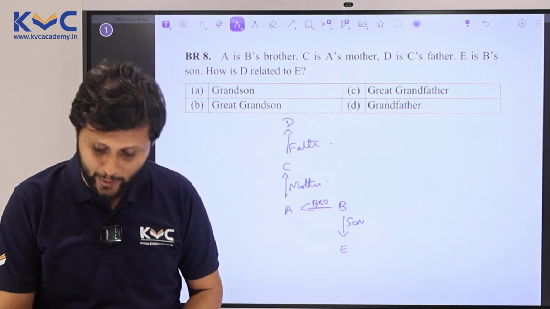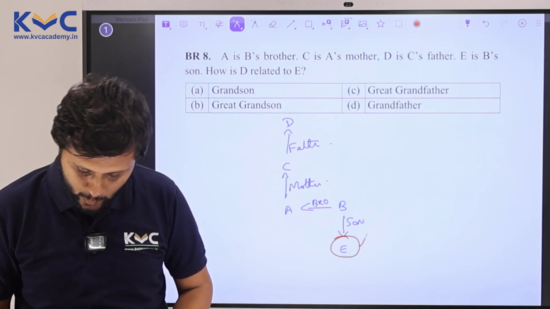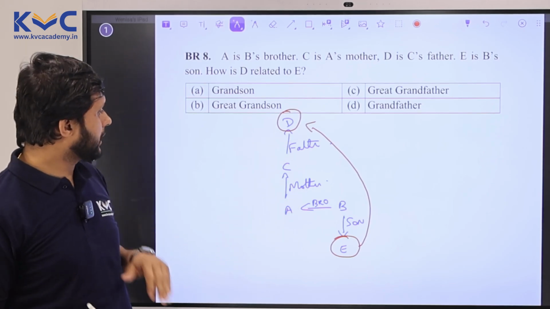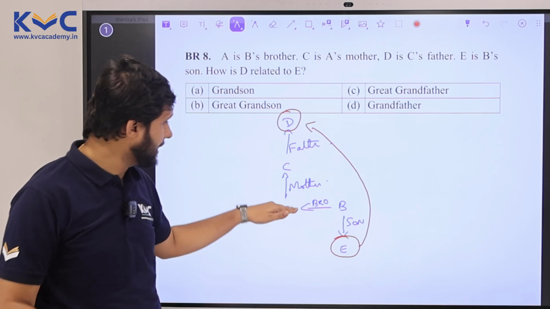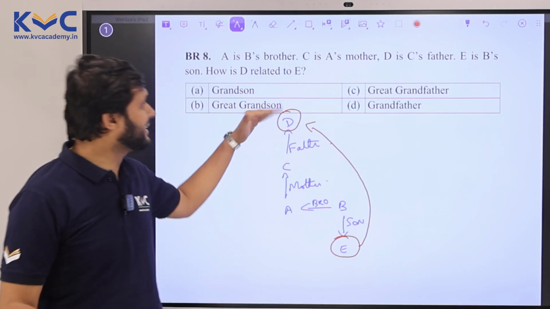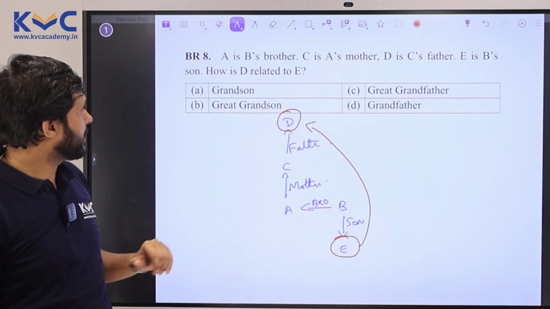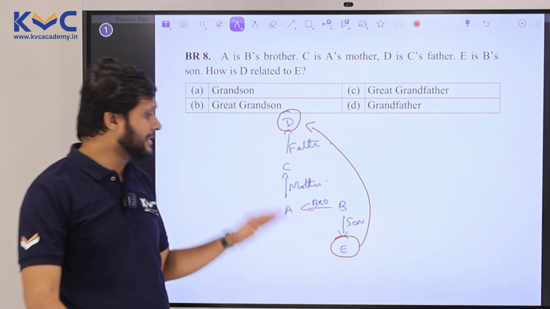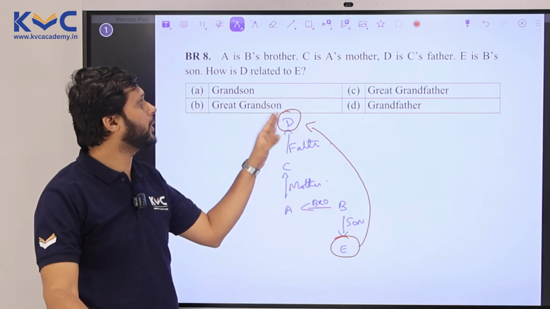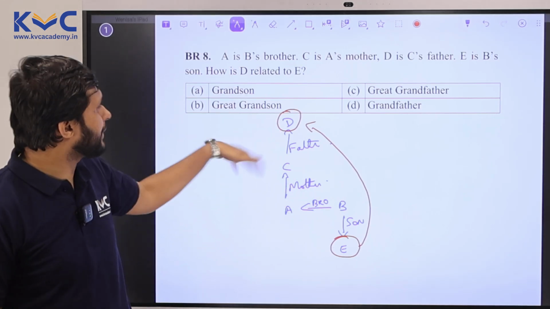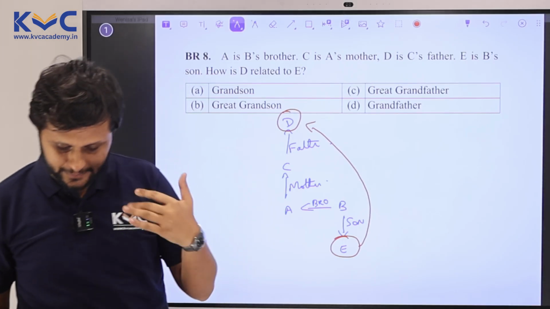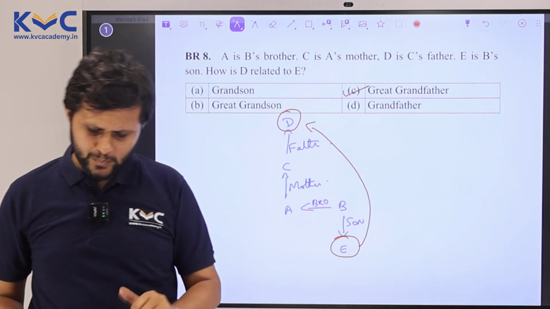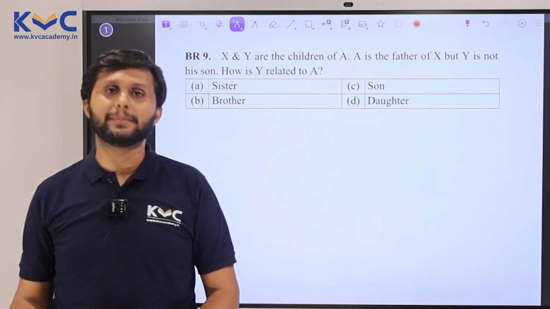So we are seeing from E's point of view. From here we have to go till here. Correct? So we are talking about first level, parents level, grand level, great grand level. So in great grand we have grandfather or grandson. But from whose point of view are we seeing? From E's point of view. So E would call D grandfather. In fact, great grandfather, since there are 3 generations higher. So the answer is great grandfather. Option C. Moving on to the next one, question number 9.